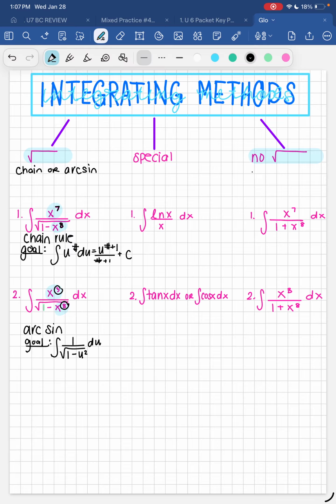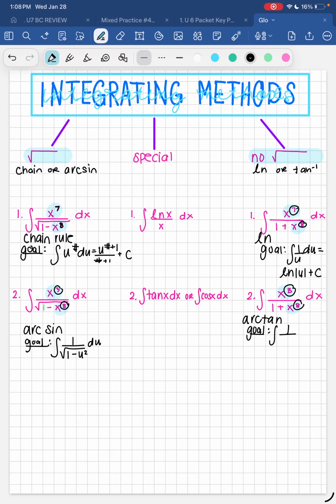Okay, what if there's no square root? Your options if there's no square root are ln or arctan. Okay, how do you know? You look at the powers again. Here, here, here, and here. When the powers differ by 1, so 8 and 7, then it's going to be ln. And your goal for ln is to have 1 over u, because that integrates to the ln absolute value of u plus c. And when the powers differ by more than 1, it's going to be arctan. And your goal for arctan is to have 1 over 1 plus u squared du.